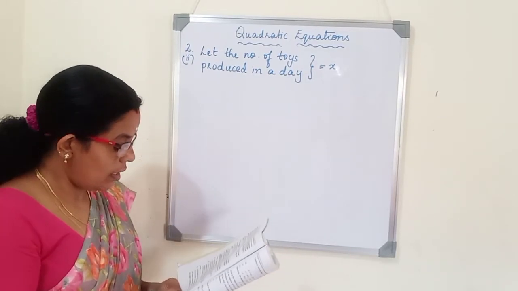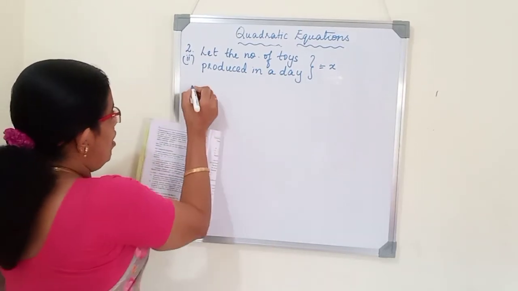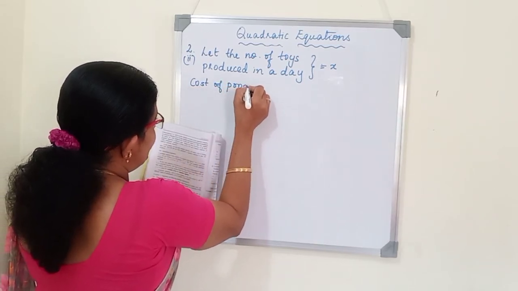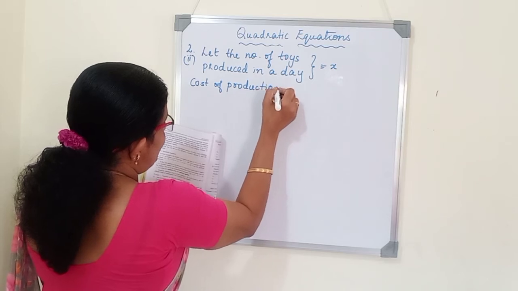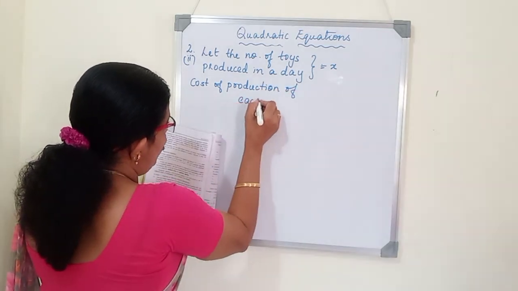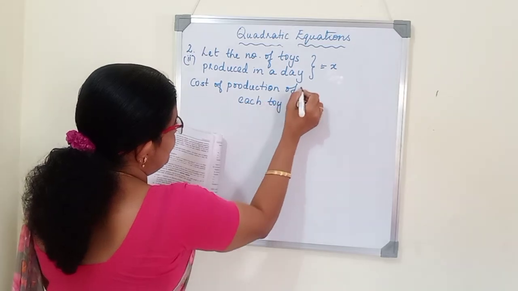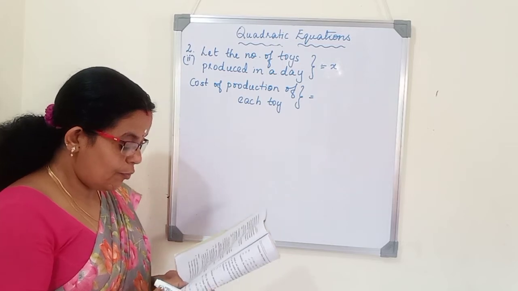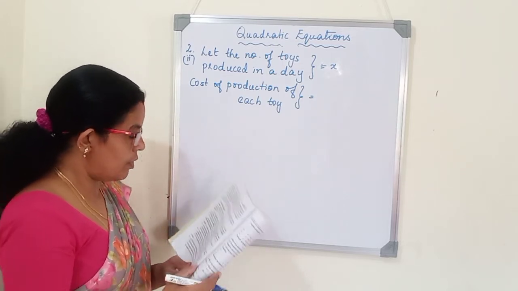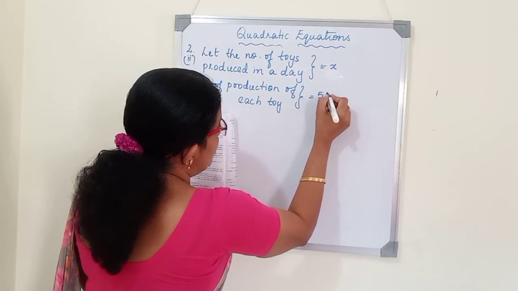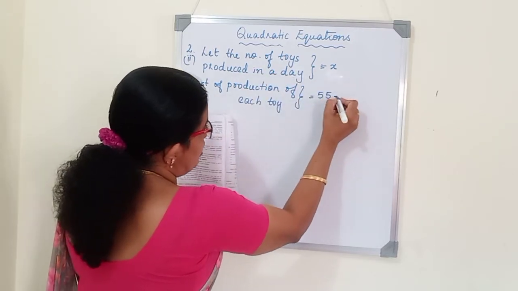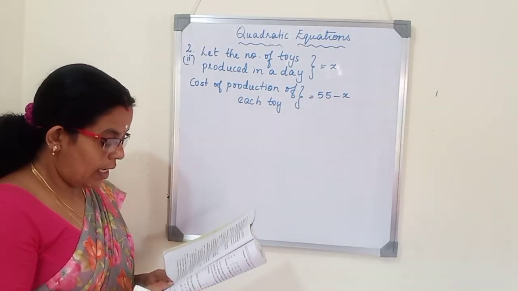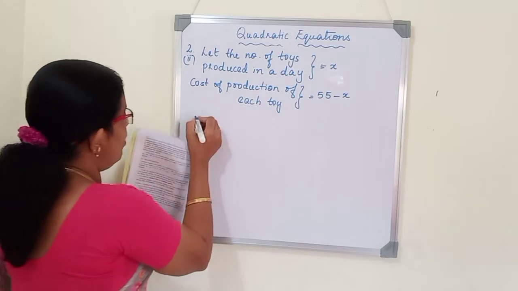It's given that the cost of production of each toy is found to be 55 minus the number of toys produced in a day. The number of toys produced in a day is x, so the cost of each toy is 55 minus x. Next, on a particular day, the total cost of production was rupees 750.